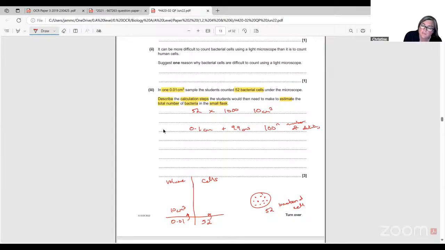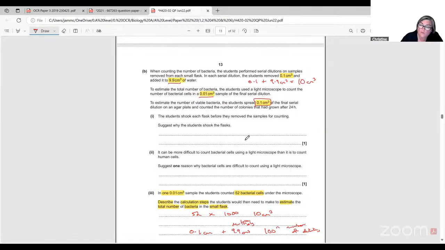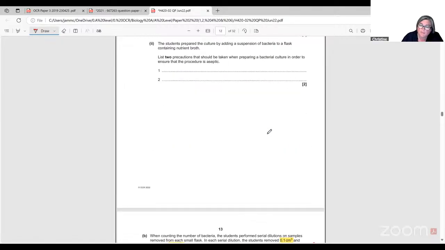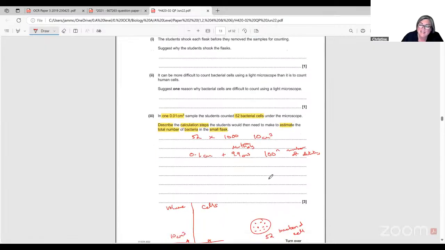So we need to multiply by the number of dilutions. And remember that they told us all the way back up here that it was 50 centimeters cubed. So remember, we're getting it back to 10 centimeters cubed. So we then need to times it by 5 so that we know how many were in 50 centimeters cubed. Amna, does that answer that question?